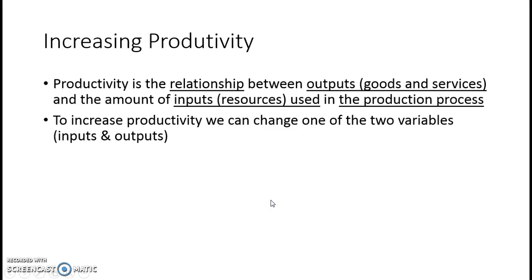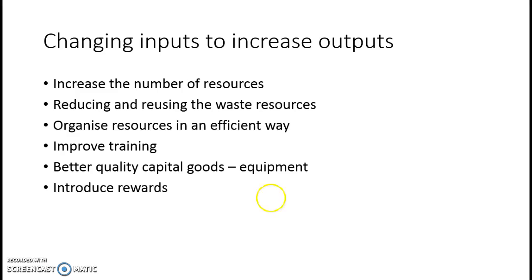Okay, so just to recap, productivity is looking at the relationship between outputs and inputs, okay, in the production process. So essentially, increasing productivity is all about changing one of the variables, and that is the inputs to create more outputs. So very simply, what you can do, you can either just increase the number of resources that you're using, which will mean that you do produce more. However, doesn't necessarily mean productivity increases, but it just means you're producing more outputs.